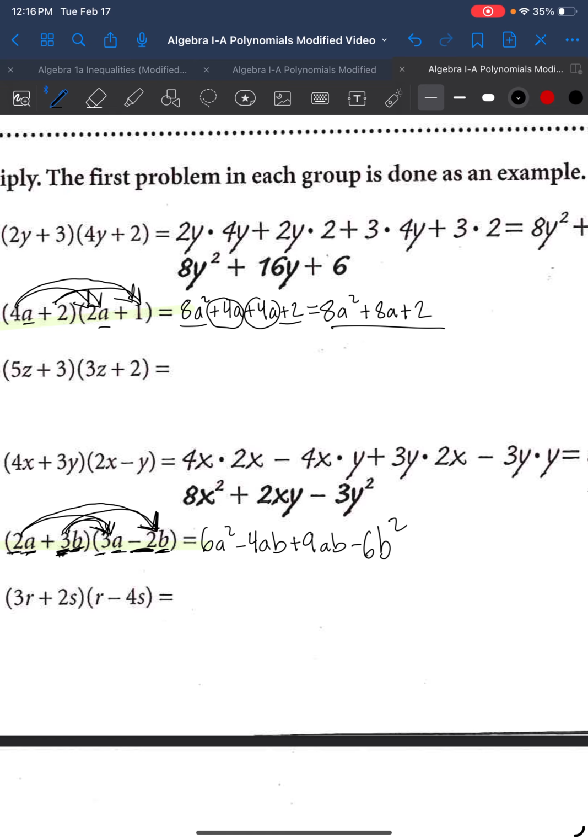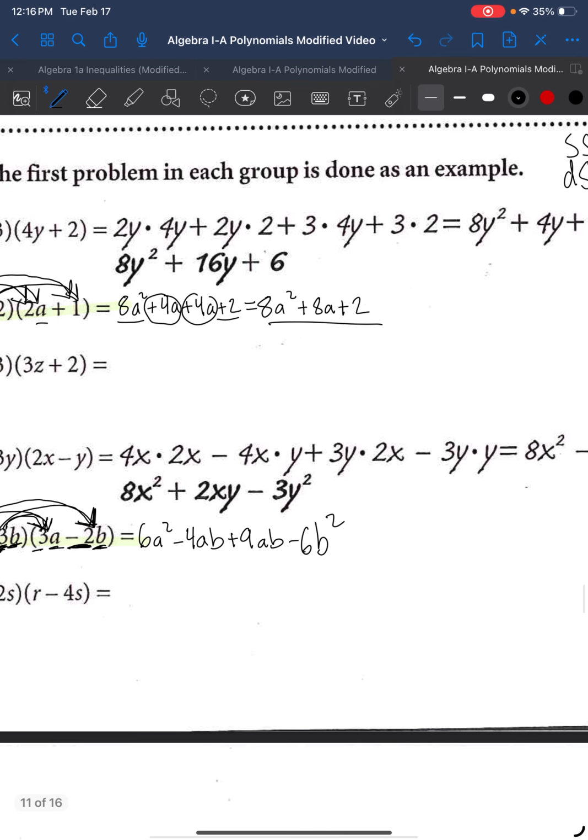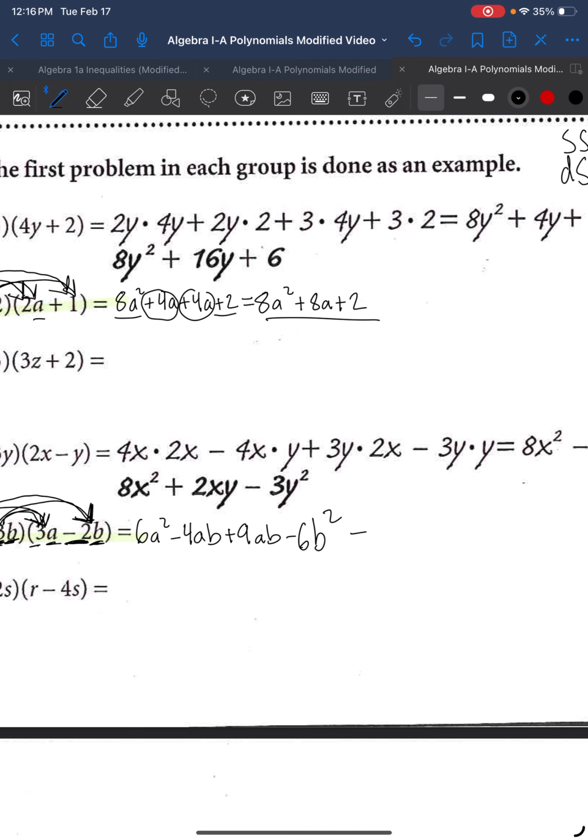And I can't assume that I'm done until I've simplified or combined like terms. So I'm looking for like terms. This says 6a squared, and I'm looking for something that would match. Right here, this says negative 4ab, that doesn't match. And then 9ab, that doesn't match what I was looking for. And then negative 6b squared, that doesn't match anything either. So there's nothing that matches the 6a squared. Let's see if there's anything that matches anything else.